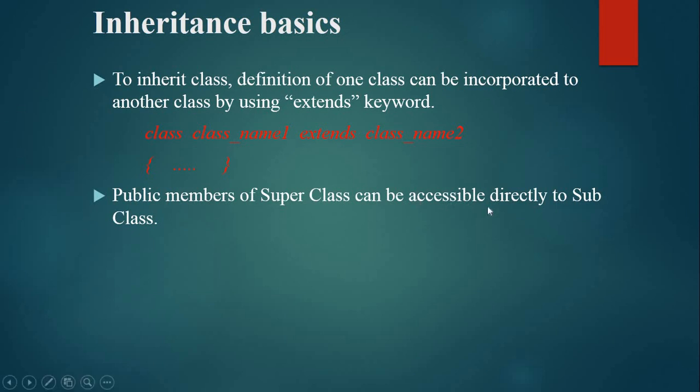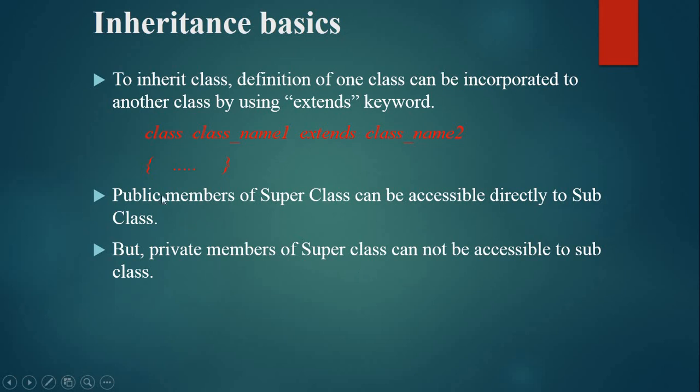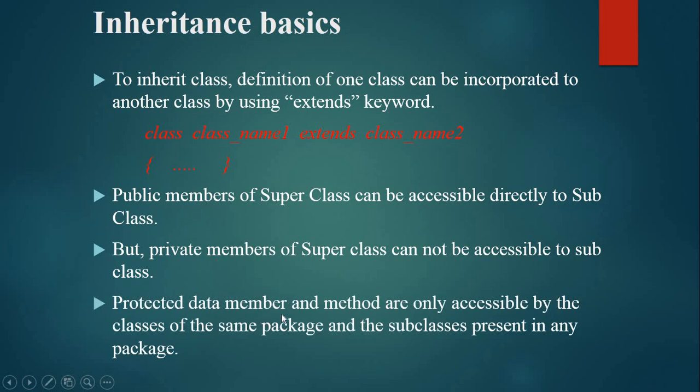Public members of a superclass can be accessed directly by the subclass, but private members of a superclass cannot be accessed by the subclass. That we will understand in the topic of access specifiers: what are public, what are private, what are protected, and what are default. Protected data members and methods are only accessible by the classes of the same package, and by subclasses in any other package. So these concepts we will understand in the topic of access specifiers.